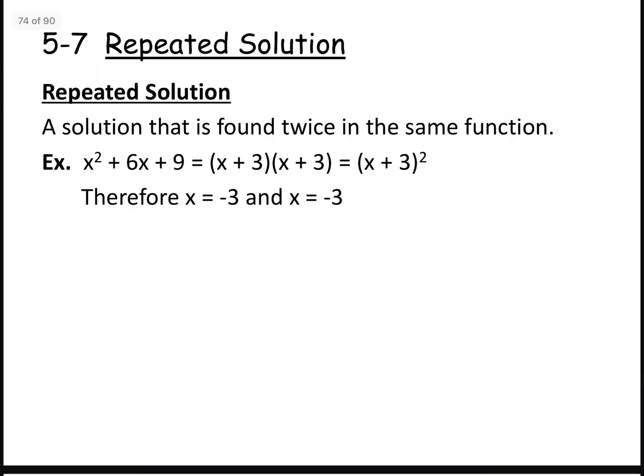A repeated solution is a solution that is found twice in the same function. So for example, here, x squared plus 6x plus 9 factors down to x plus 3 times itself, which is the same thing as x plus 3 squared. Therefore, -3 and -3 are both zeros of that polynomial. So there's two, they're just repeated twice.